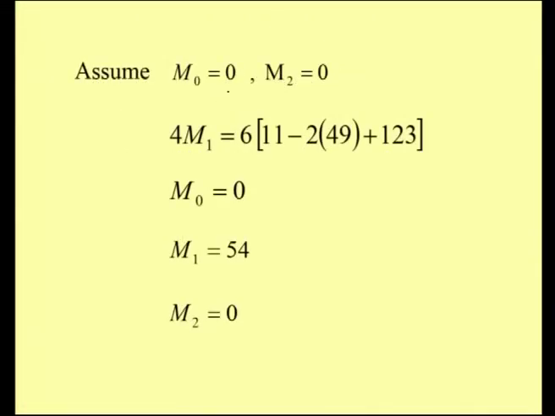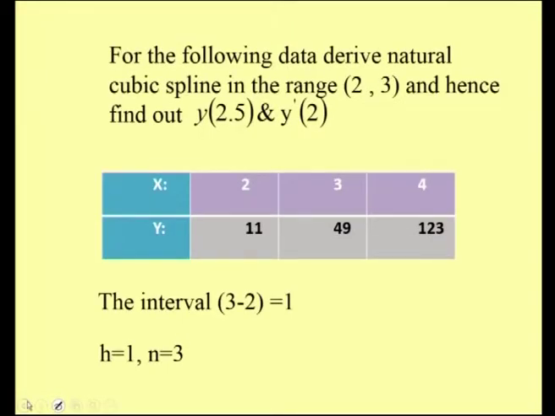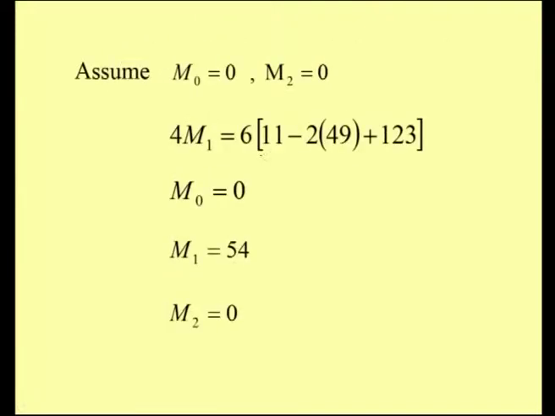Assuming m0 is equal to 0 and m2 is equal to 0, we get the y values. Just check it in the tabular column: this is x0, x1, x2 and this is y0, y1, y2. y0 is 11, y1 is 49, y2 is 123. All these are substituted here. So, 4 m1 is equal to 6 into 11 minus 2 into 49 plus 123, and this gives you m1 is equal to 54.